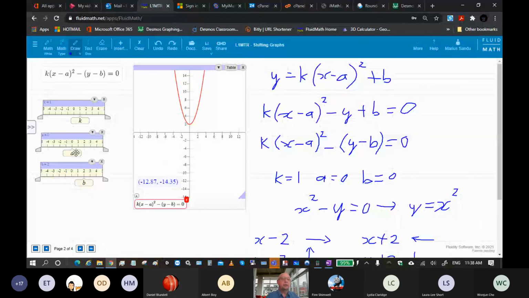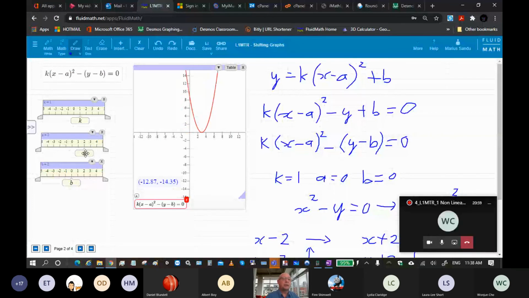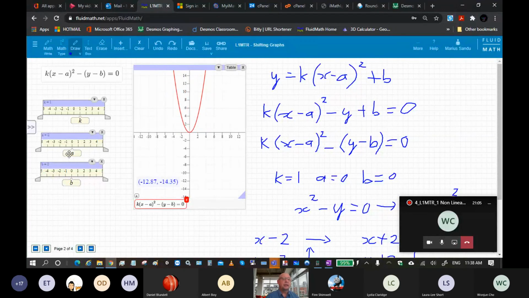The graphs move counterintuitively. If I subtract something from the x, it moves right. If I add something to the x, it moves left. If I subtract something from the y, it moves up. If I add something to the y, it moves down. All right.